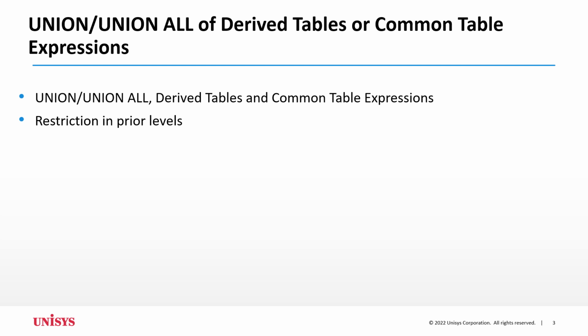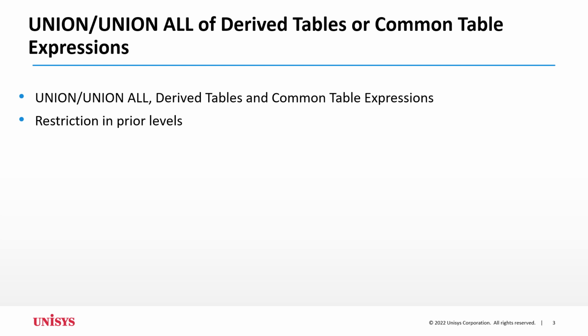The union all syntax allows you to derive a result table by combining two other result tables. A derived table is a query expression in the from clause that contains the result of the query expression evaluation. You can define a common table expression using a with clause, which allows you to give a query name to a query expression within an SQL statement.